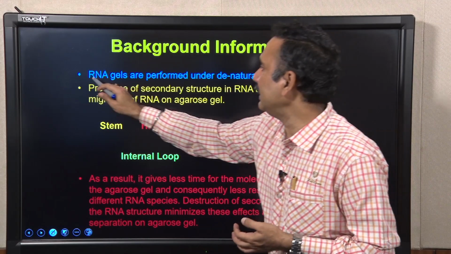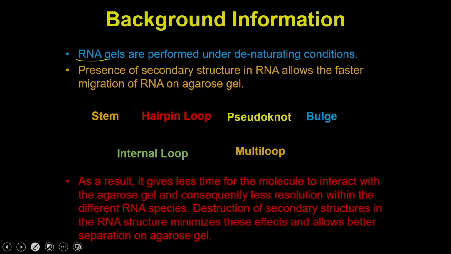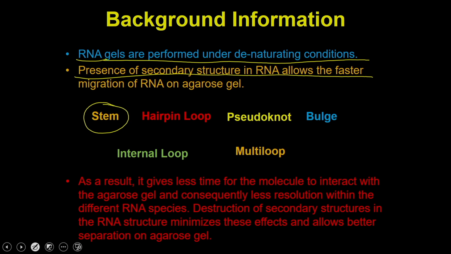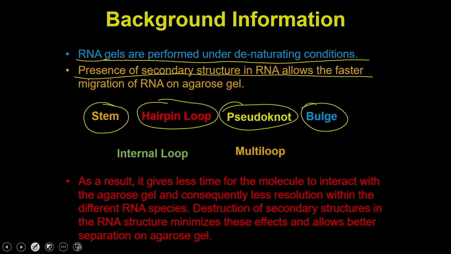First, RNA gels are always performed under denaturing conditions, because RNA has secondary structures. You have different types of secondary structures like stems, hairpin loops, pseudoknots, bulges, internal loops, and multiple loops. And how are these secondary structures not good?